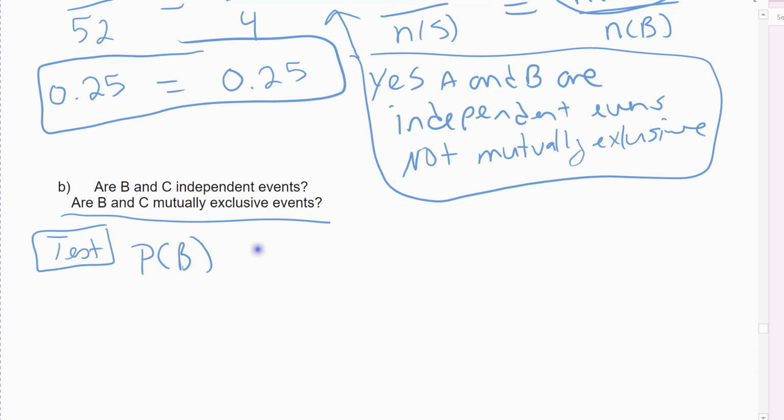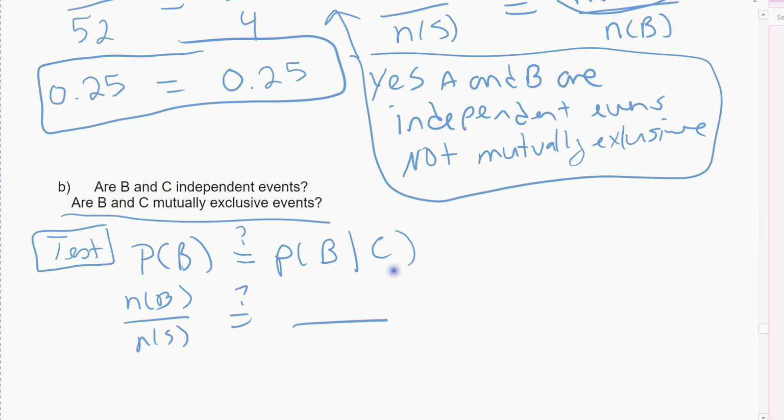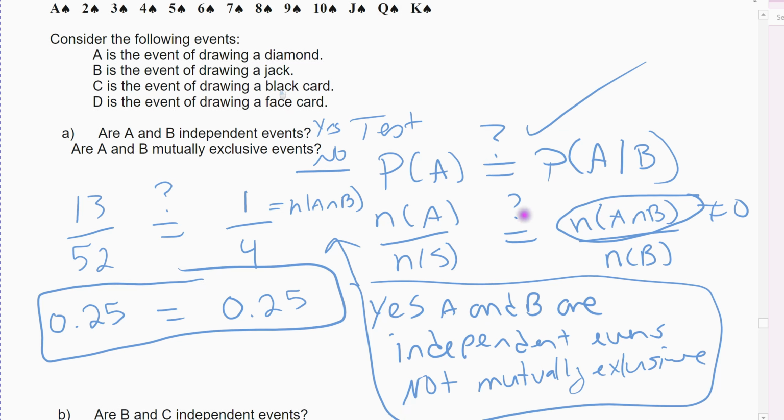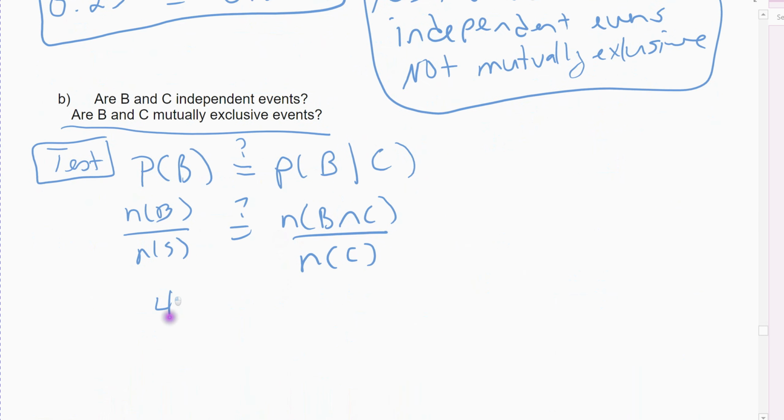So I'm going to check the probability of B against the probability of B given the other event, right? Does the other event matter? Does it affect the probability of B? So given C. And so I'm going to find my universal probability for B. Is it equal to or different than the conditional probability, given the condition C? So out of all my C events, how many ways does B happen? Alright, so B is the event of drawing a jack. So there are 4 jacks out of my universal set. So 4 out of 52 for the universal case.